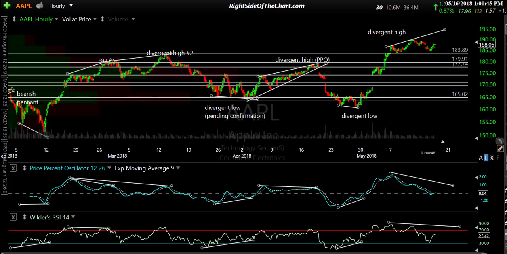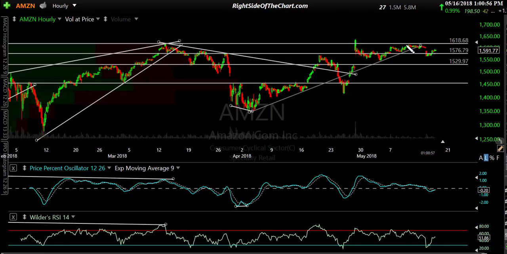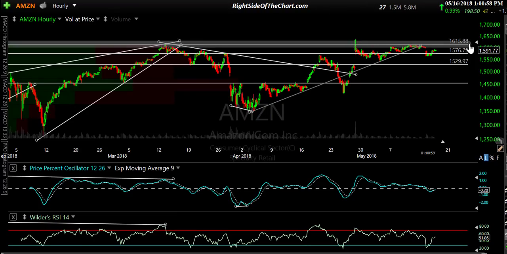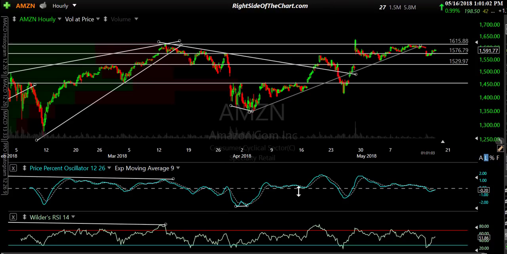Next one up, Amazon. What stands out to me right here is Amazon's really having a hard time around this level. You can see here, I just added a line there about 1615.88. So we'll call that 1616.